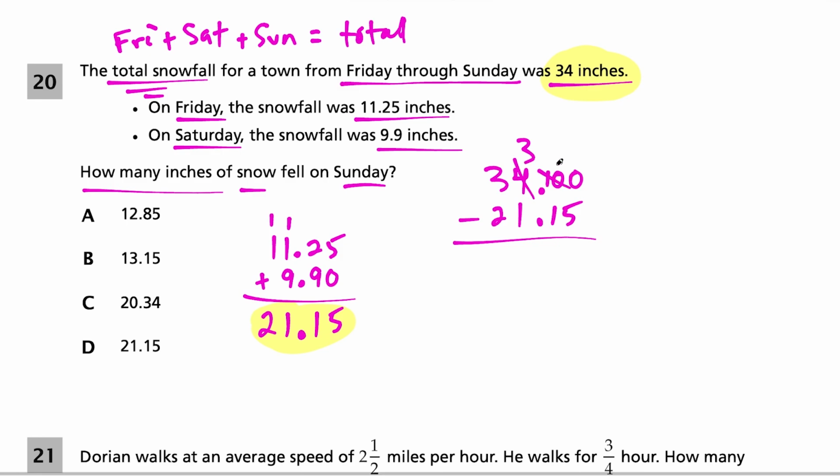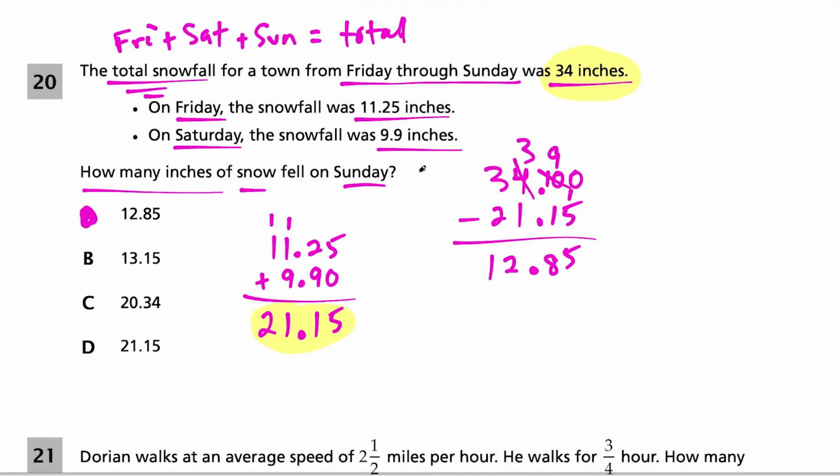That makes this a 10. We borrow from this and make it a 9. And now I'm doing 10 minus 5 is 5. 9 minus 1 is 8, and I put my decimal. 3 minus 1 is 2, and then 3 minus 2 is 1, and we get 12.85. Choice A is our answer.